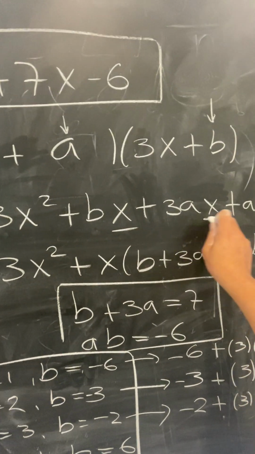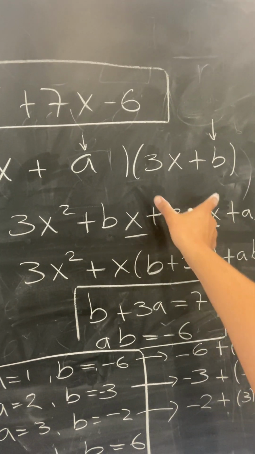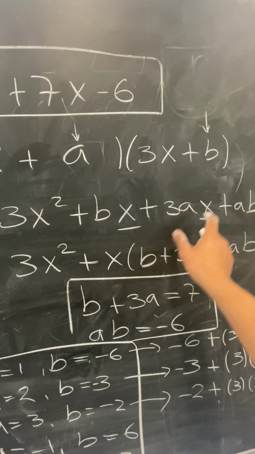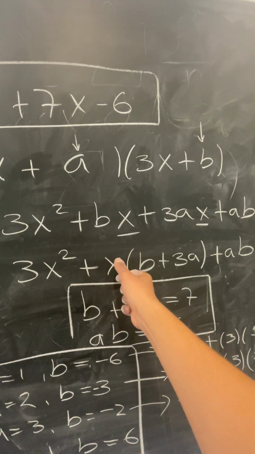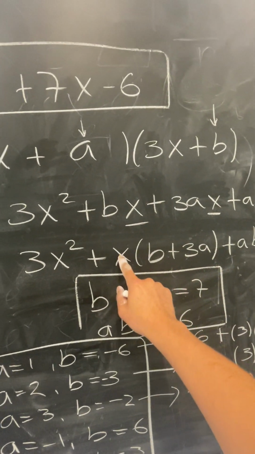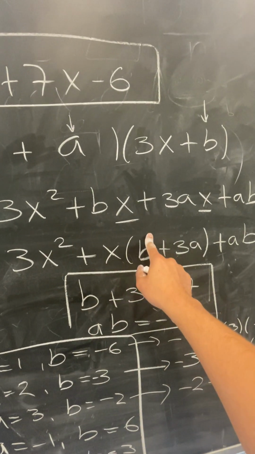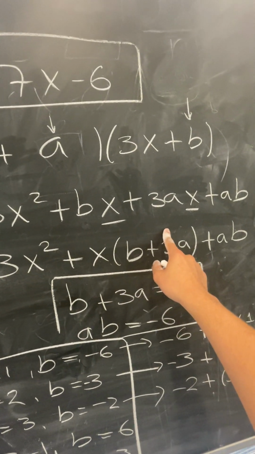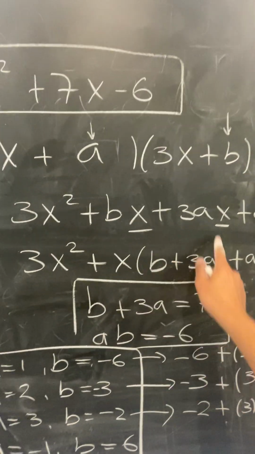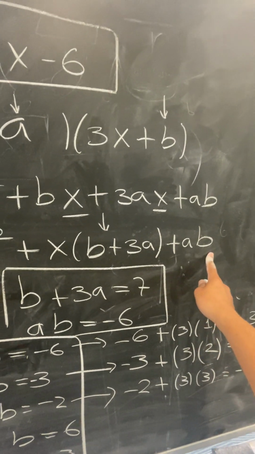Now the x's are the same, and think about these as a number, right? Because these are the same, we can factor it out. We can group these two together. So then this x comes out, and we have x times (b plus 3a). So x gets multiplied times b and times 3a. If you have difficulty with this procedure, we can go over it. But then we have plus ab.